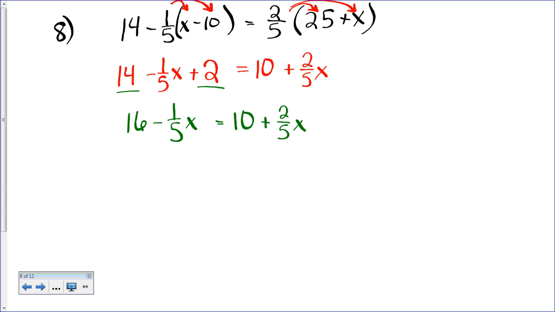All right, now we've got variables on both sides. Remember, we're collecting variables, collecting constants. So let's get rid of our 10.